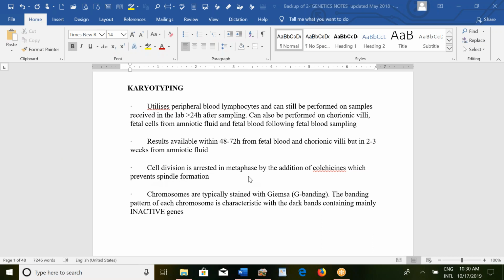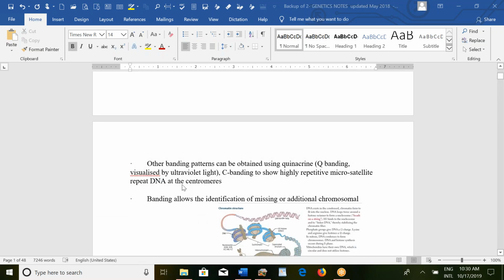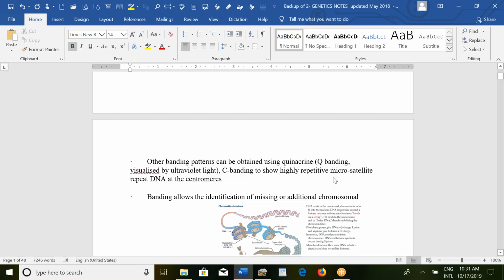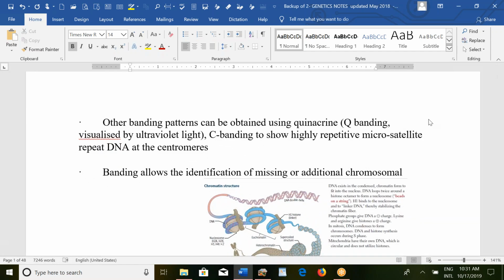Cell division is arrested in metaphase by the addition of colchicine, which prevents spindle formation. Chromosomes are typically stained with Giemsa stain, and we call it G banding also. The banding pattern of each chromosome is characteristic, with a dark band containing mainly inactive genes. Other banding patterns can be obtained using quinacrine, then we call it Q banding, and visualized by ultraviolet light. C banding to show highly repetitive microsatellite repeat DNAs at the centromeres. Centromere, where the short and the long arm are uniting.